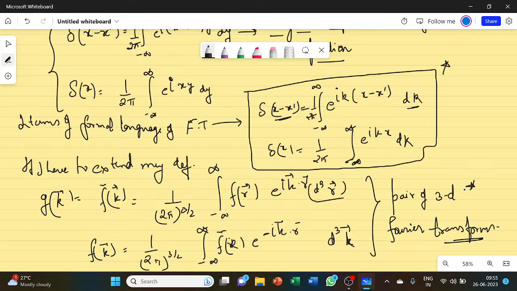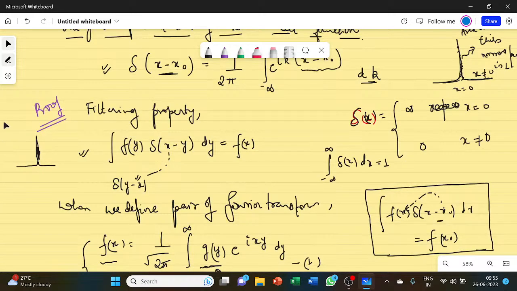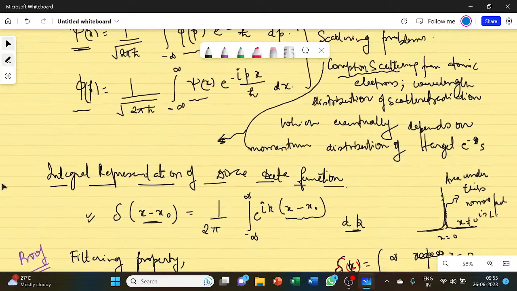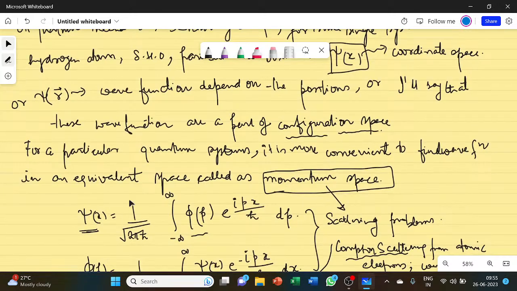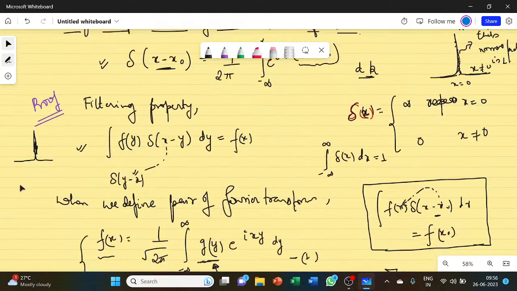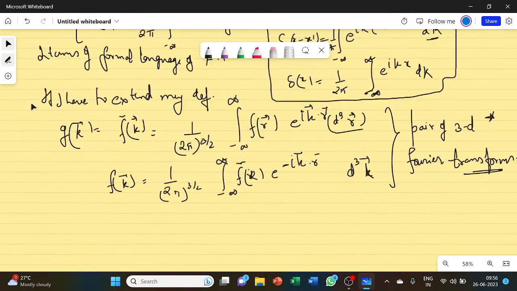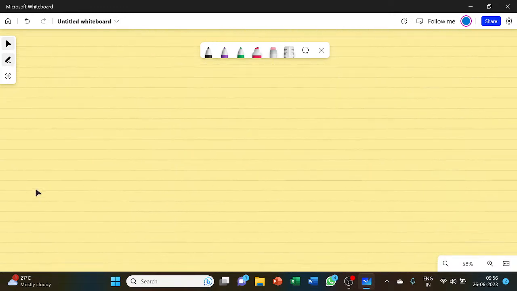Now you see, today we have started with the integral representation of the Dirac delta function. Now let us move ahead and see a few more things. So this is very important. Another thing that we have seen till now is that in quantum mechanics, if I have to relate my wave function in the coordinate space with the momentum space, this is done via Fourier transform. Okay, so now let us move further.